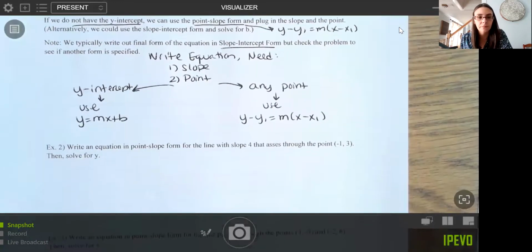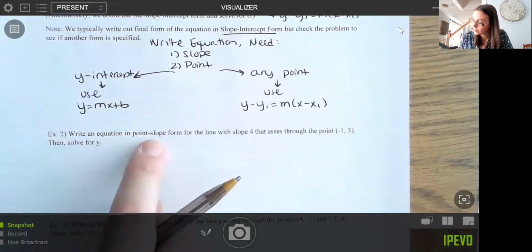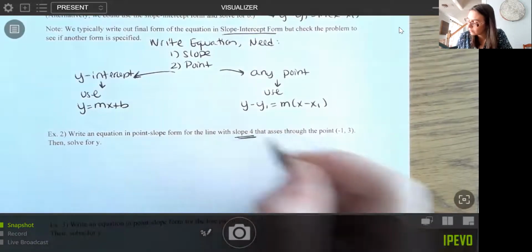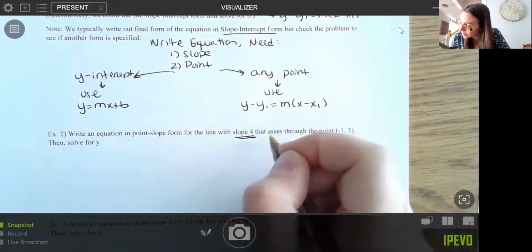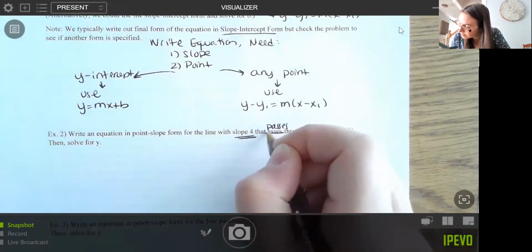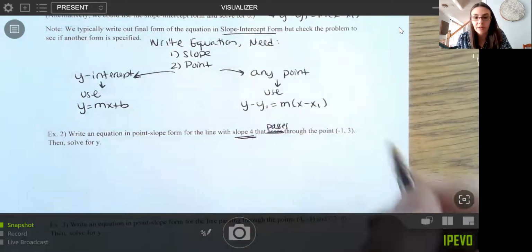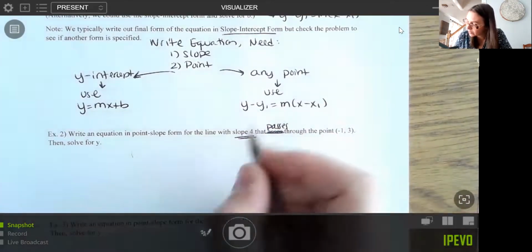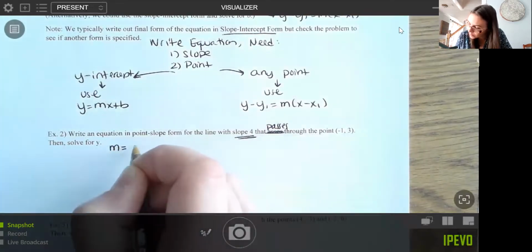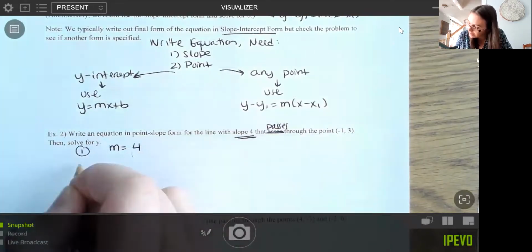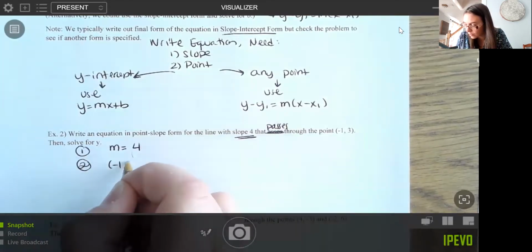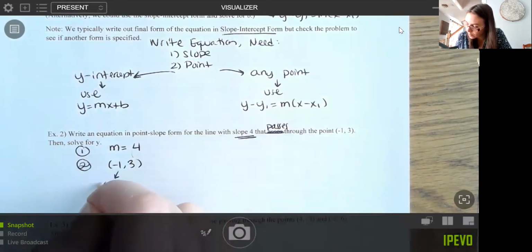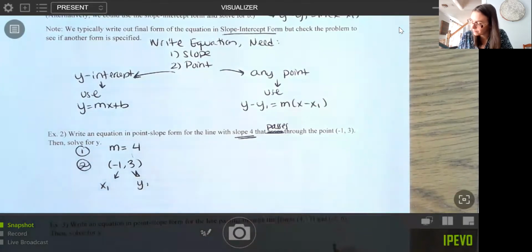All right, so let's try some out. Write an equation in point-slope form. So this one's kind of directing us which way we should go. For a line with slope 4, oh, that is clearly a wrong word. Let's fix that. That passes through the point -1, 3. Then solve for y. So here we have our slope. So our m is equal to 4, which is good because the first thing we need is our slope. And then the point that we have is -1, 3. So in our point, this is going to be our x1, and this is going to be our y1.